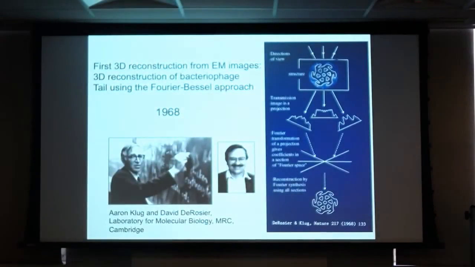The first 3D reconstruction from EM images was done for a bacteriophage tail using the Fourier-Bessel approach. The heroes here are Aaron Klug and his postdoc De Rosier at the MRC, in 1968. In the case of helical reconstruction, we don't actually have to gather several projections, because one single projection already contains the information about the entire view range because of the specific helical symmetry.